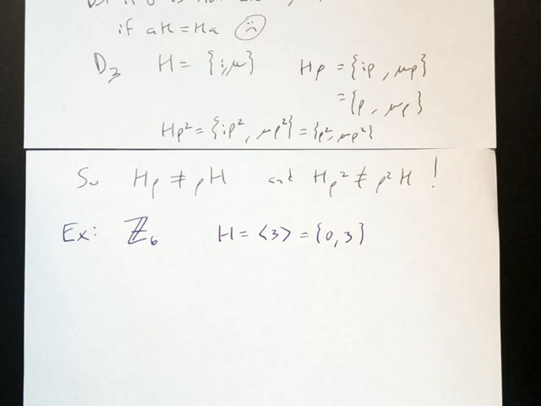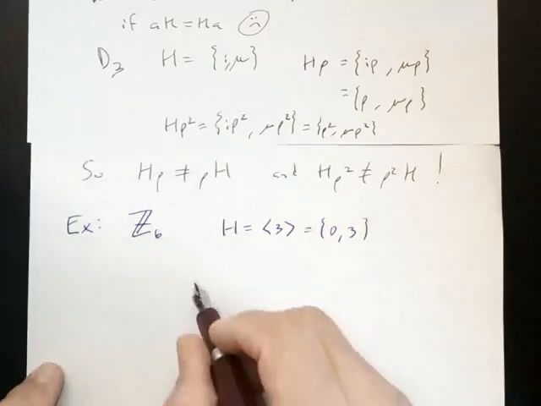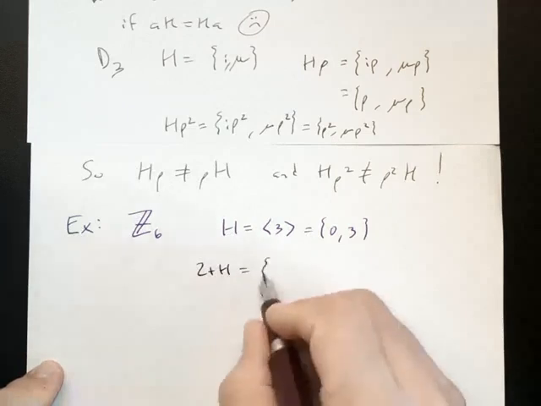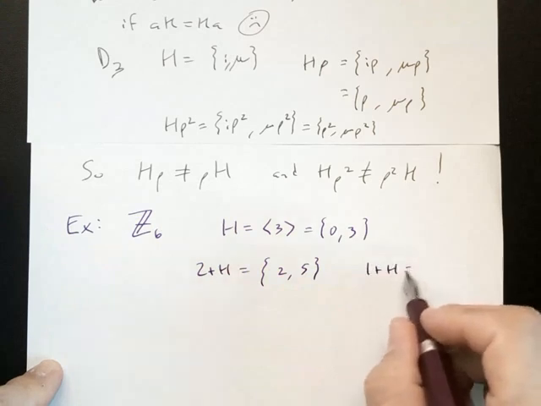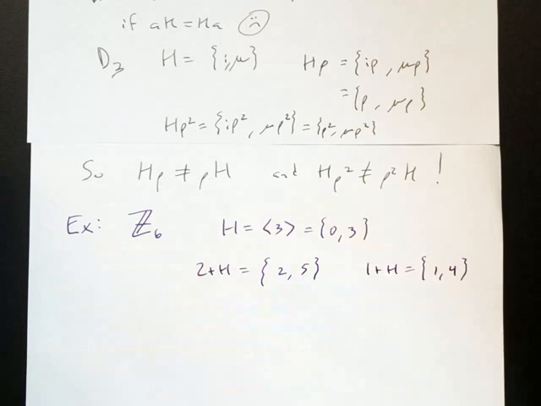Pick a number that's not in that H. Add it. So I have 2 plus H, which consists of the elements 2 and 5. And I have 1 plus H, which consists of the elements 1 and 4. And that's everything. That's the whole thing. I'm doing addition, right? That's why I wrote plus there. But that's the operation by default in Z6. It's addition mod 6.